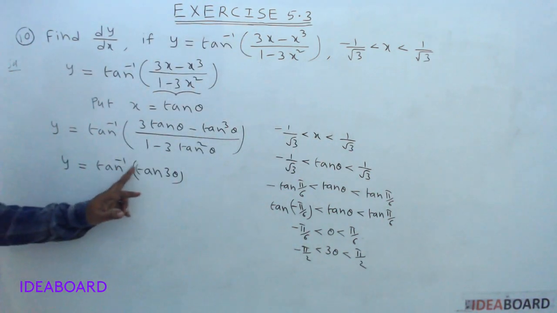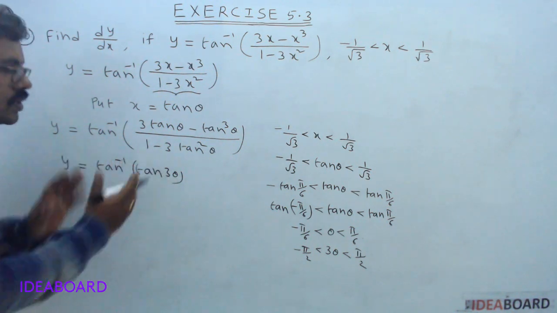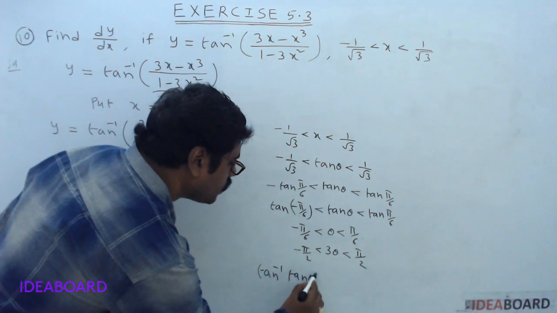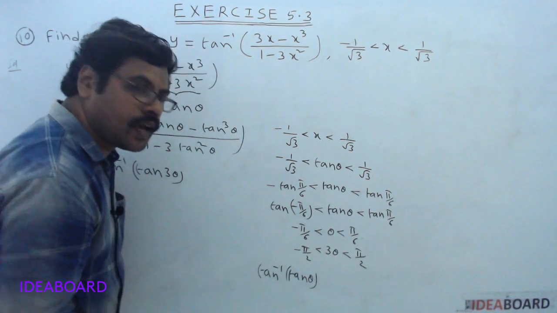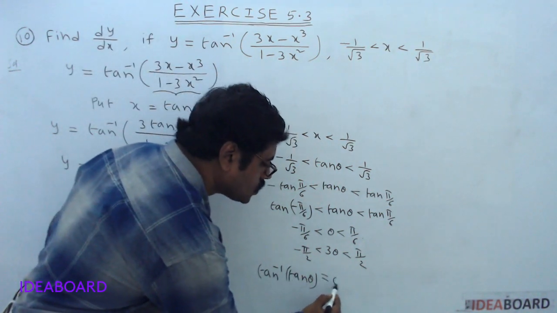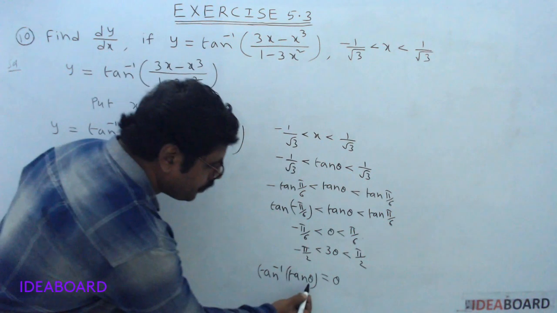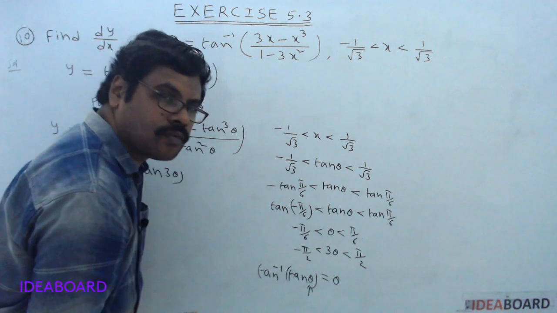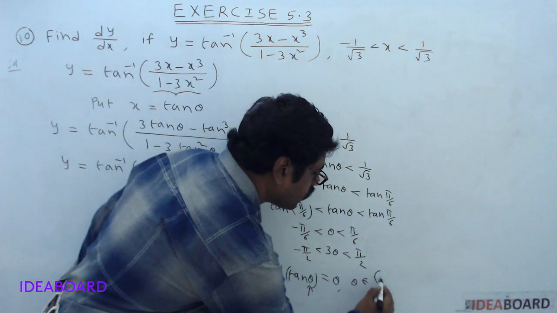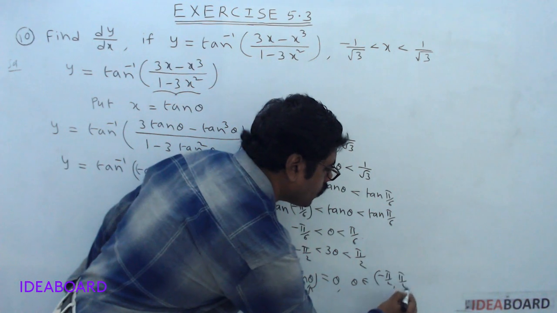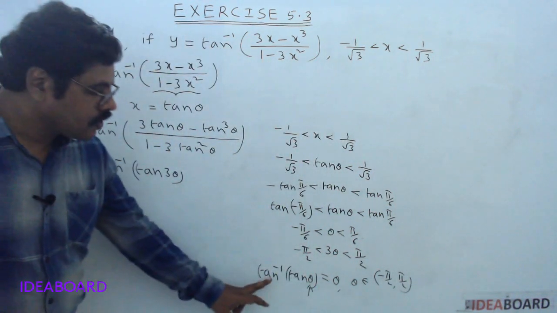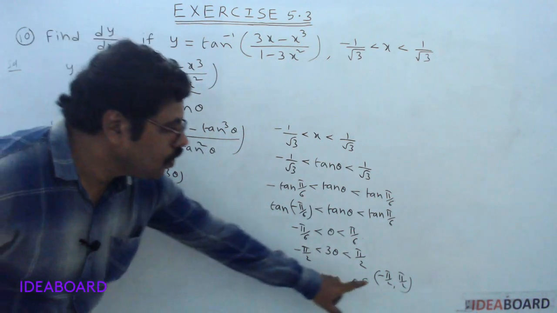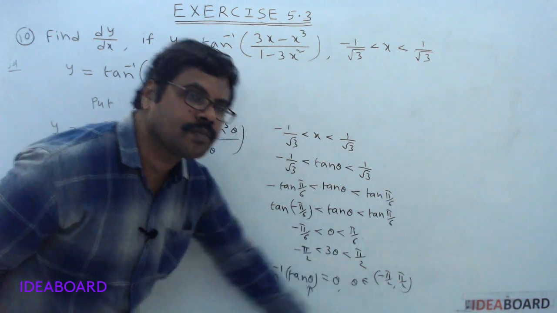Now this is tan inverse of tan 3 theta. It looks like tan inverse of tan theta. Now what is this formula? Tan inverse of tan theta equals theta only when this theta belongs to the range of tan inverse. So what is the range of the tan inverse function? Open interval minus pi by 2 comma plus pi by 2. So tan inverse of tan theta equals theta, this theta belonging to the open interval minus pi by 2 to plus pi by 2.